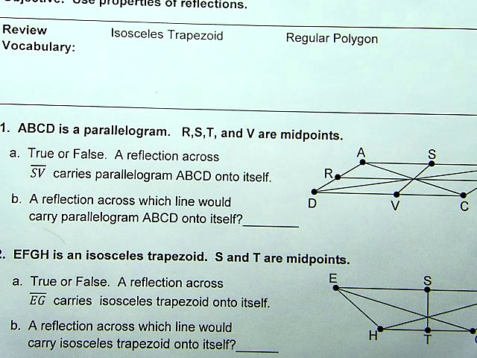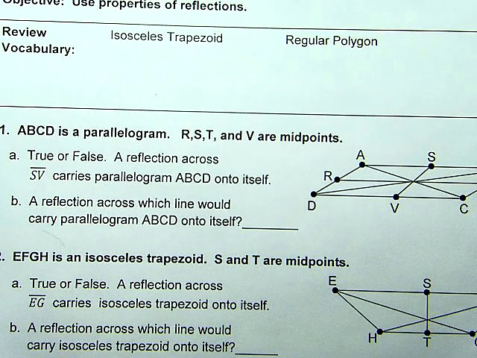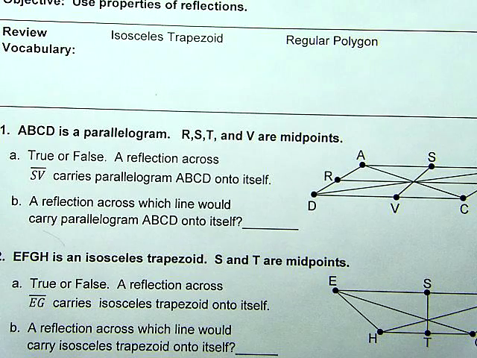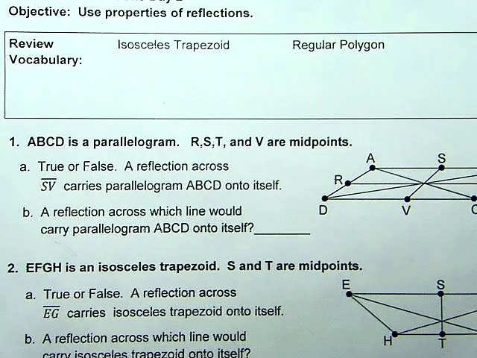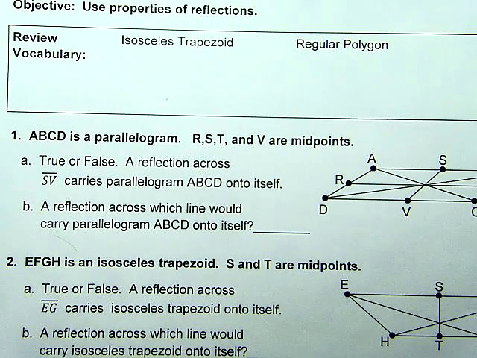So let's begin the note packet 2.3, which is Reflections Day 2. The objective of today's notes is to continue to use the properties of reflections. And we start with two definitions that we're going to need as we move through the lesson.